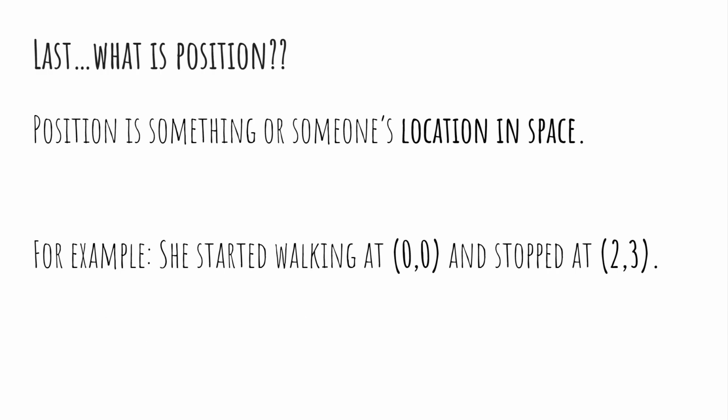Last, what is a position? Position is something or someone's location in space. For example, she started walking at 0, 0 and stopped at 2, 3. Oh, and these are all coordinates. I believe you guys learned this in middle school or even elementary.